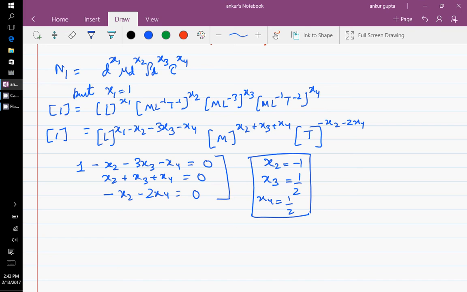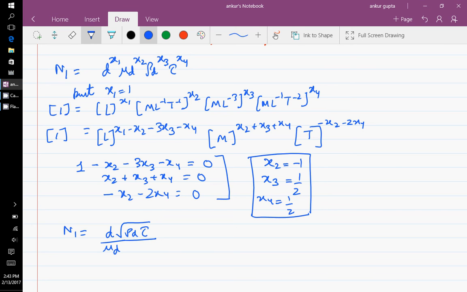But now we solved this. We basically used x1 equal to 1, we got x2 equal to minus 1, x3 equal to half, x4 is equal to half. And you can put these values here and satisfy that this will actually come out to be correct. So let me find the final value of n1. So the n1 is d raised power of x1, which is 1, d, and mu d raised power of x2, which is minus 1, mu d, and x3 and x4 are half each, which means square root of rho d into tau.